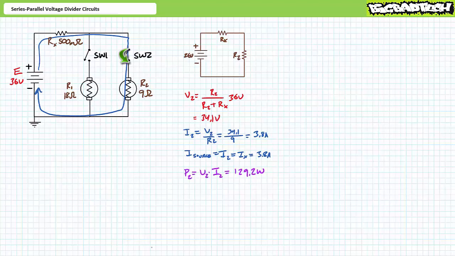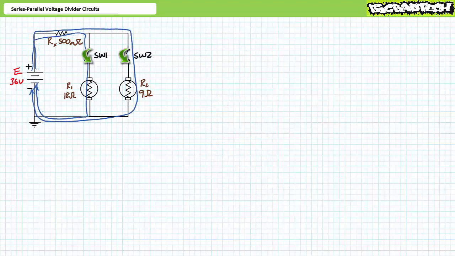P2 equals V2 times I2. Substituting our calculated values demonstrates that R2 consumes 129.2 watts of power. Total power equals supply voltage times source current. Substituting our given values yields 136.4 watts, meaning Px is a remaining 7.2 watts, which might be considered a loss to this system. Finally, part 3, switch 1 closed, switch 2 closed.